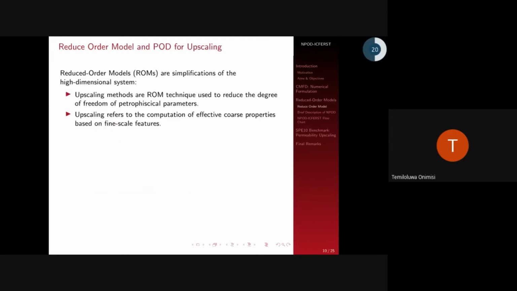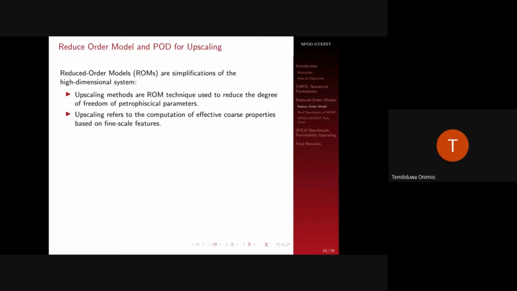Next slide, please. So reduced order models are simplifications of high dimensional systems. They're actually used to approximate a high dimensional data set, a high dimensional system, to a low dimensional space. And it's quite interesting because it ensures that all the essential features of the original space are preserved. For petrophysical parameters, other methods that are commonly used to reduce the degree of freedom are the upscaling methods.